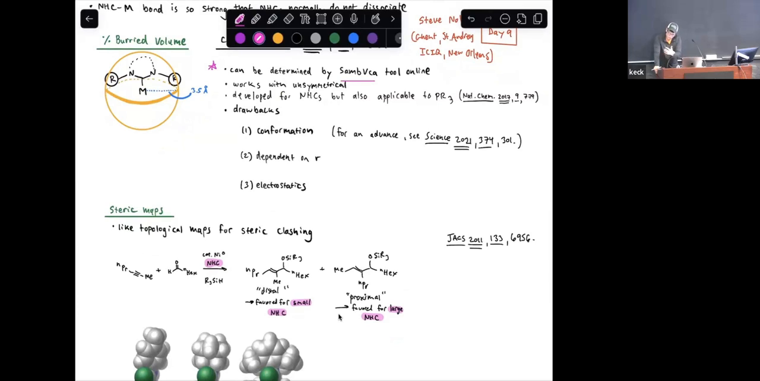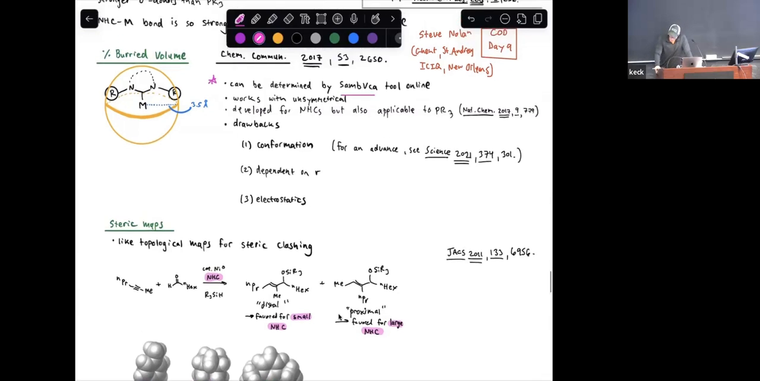of steric descriptors more generally. So I've seen this applied, for example, to boron substituents, just asking the question of, is this diol on this boronate ester more or less sterically encumbering? And you can use buried volume as a readout of that. It does have some drawbacks.